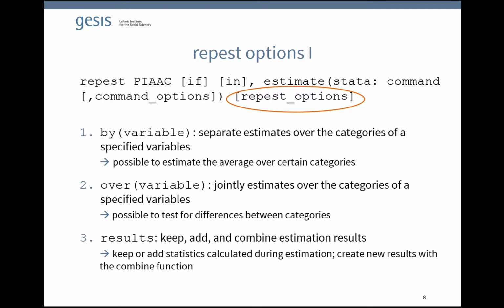Next, we have a look at the main options you have to specify within the Repest command. By produces separate estimates by the levels of a specified variable. So, for example, it is possible to estimate the average of skills over countries. Over jointly estimates across the different levels of a variable list, and it is possible to test for differences between categories. With results, you can keep or add statistics calculated during estimation and create new results with a combine function.